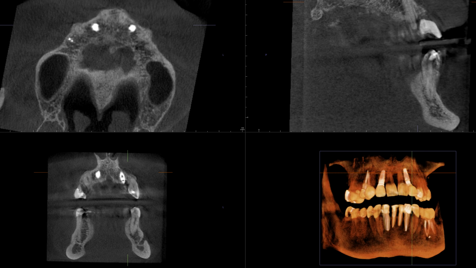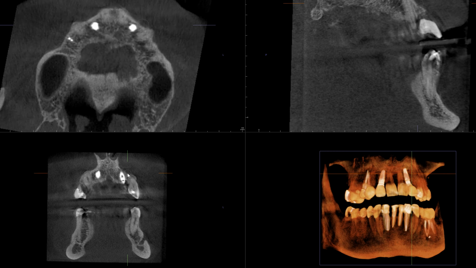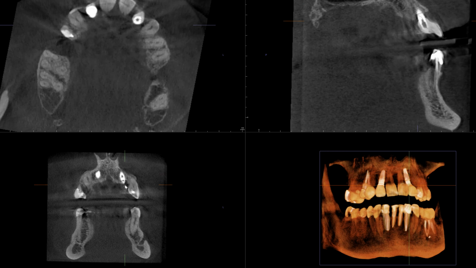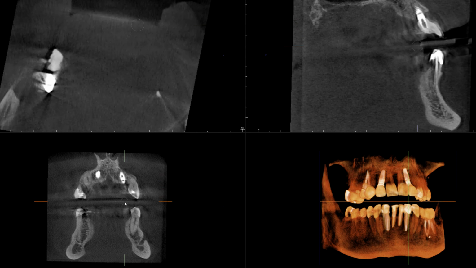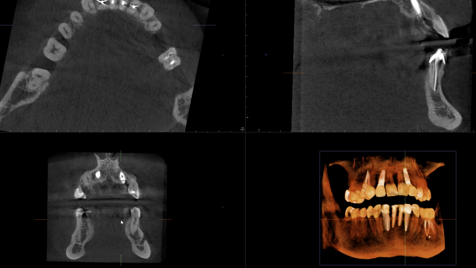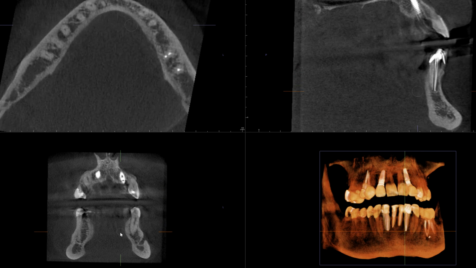Today we're going to be looking at sialolith. It's not something that we see every day, so I think this will be a really good learning case for you all. So what we have here is a cone beam CT scan of the patient, and this case was referred from an outside clinic. And I will scroll this axial volume to the lower jaw.